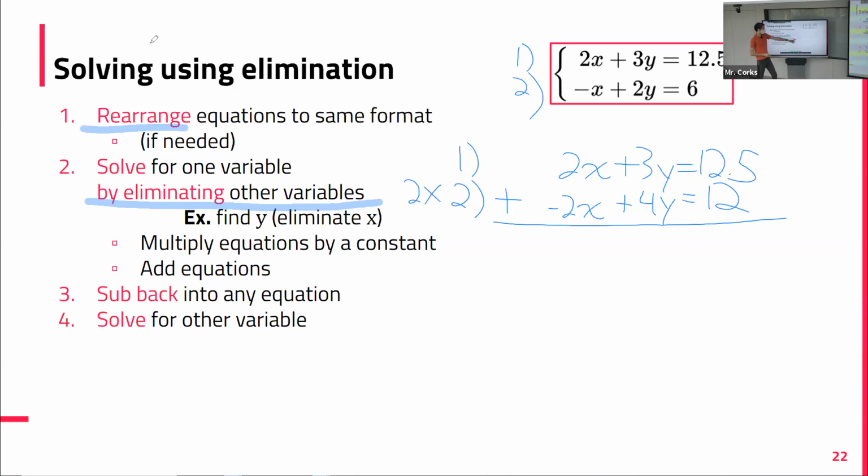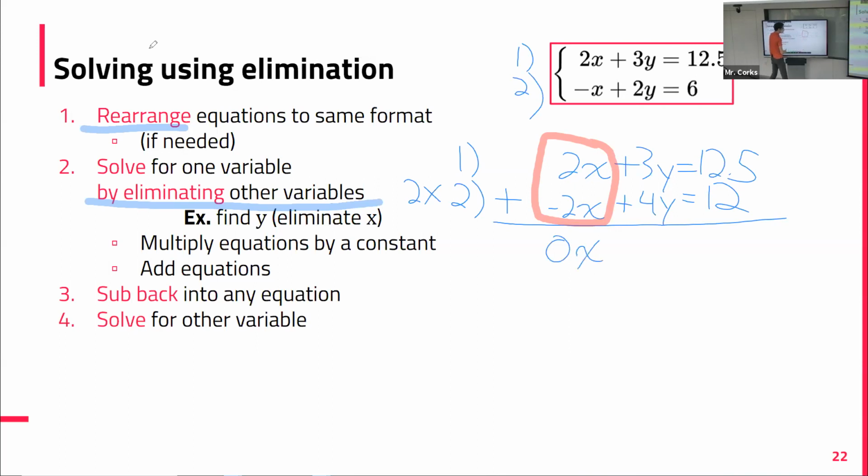Because when we add, 2x will be minus 2x, and then we will eliminate 2x. So here we have opposite signs. One's positive, one's negative. If we add, they disappear. If they were the same sign, then we would subtract to make them disappear. But we want to eliminate the x's. That's the goal.